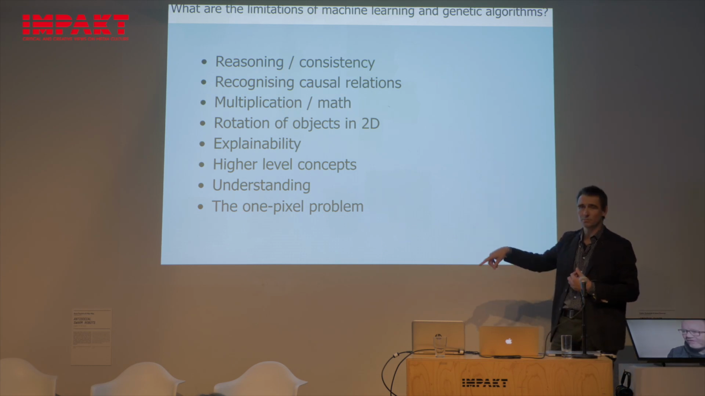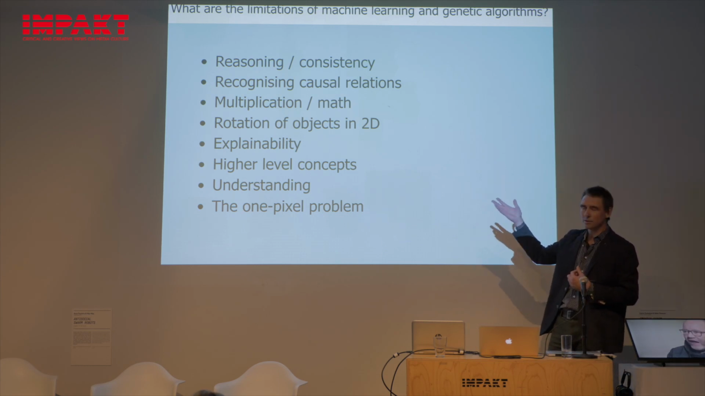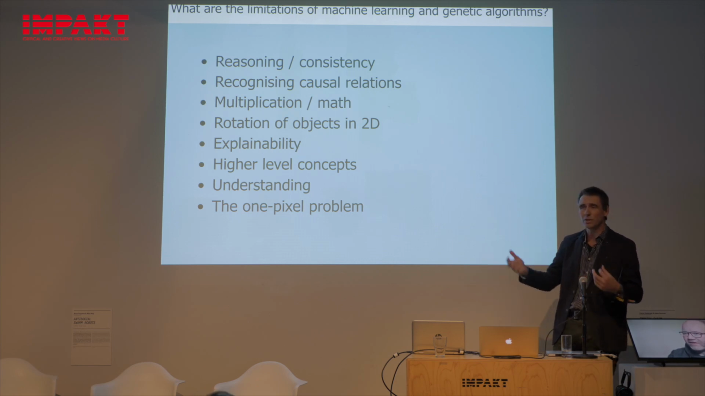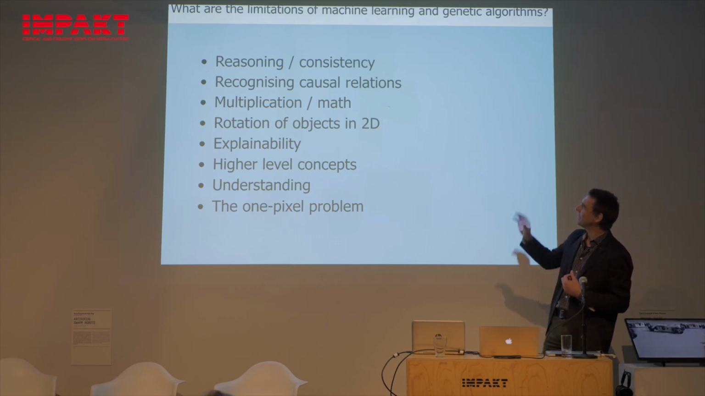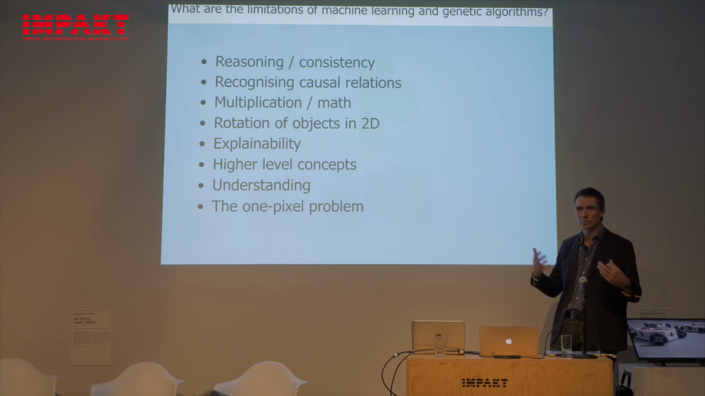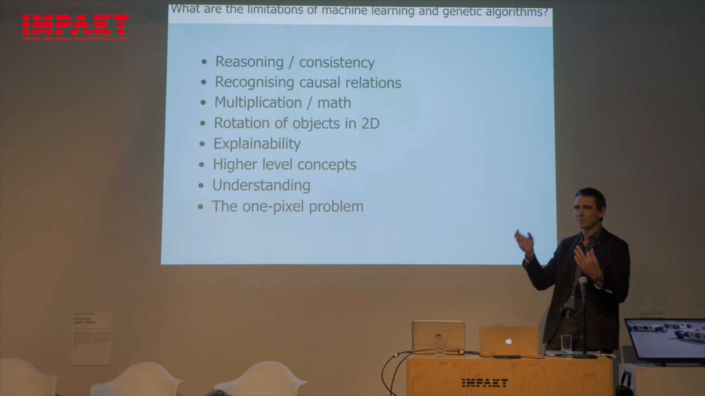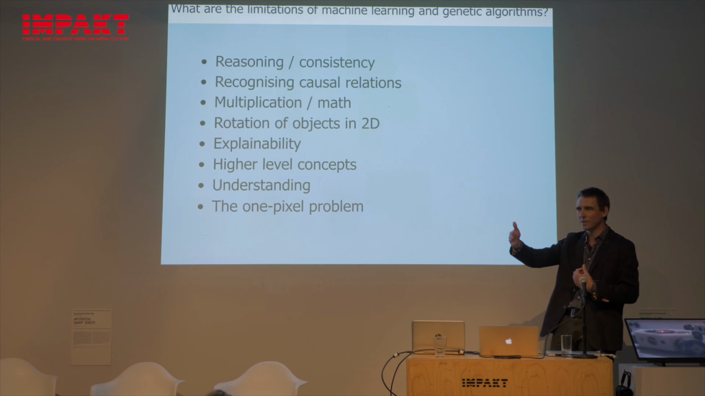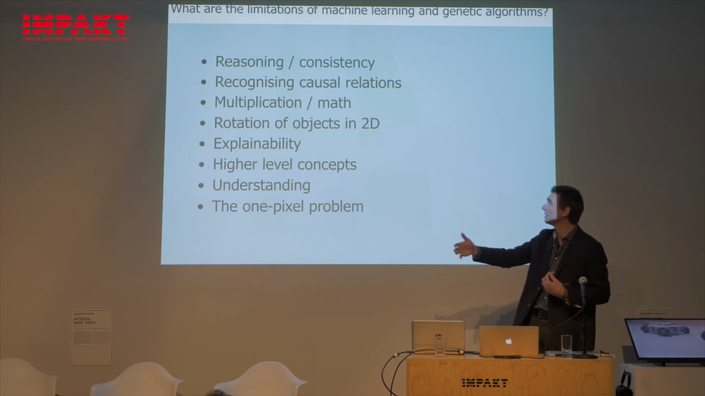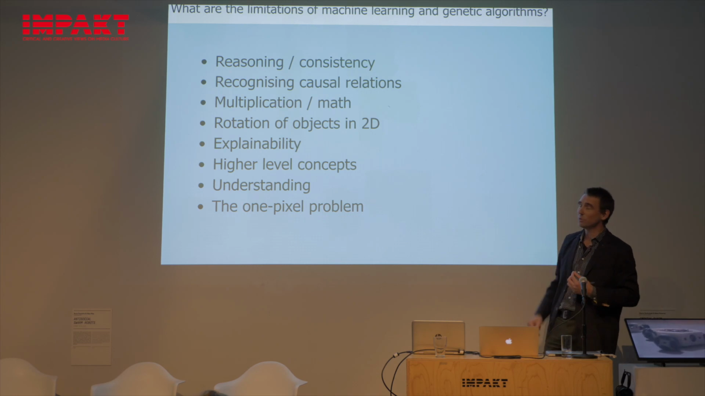So what are the limitations of machine learning and genetic algorithms? Here I listed a few. The kind of AI that we have now, the deep learning techniques, the kind of AI that Google is putting forward, cannot do reasoning. It cannot do consistency checks. I could tell you a lot about it, but I don't have the time anymore. It cannot recognize causal relations. If we think about the world, we know that this thing causes that thing, and on the basis of that, we make all kinds of judgments about the world. That's what deep learning techniques have a lot of problems with.